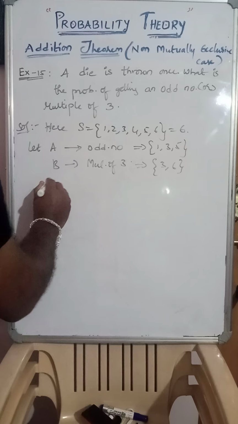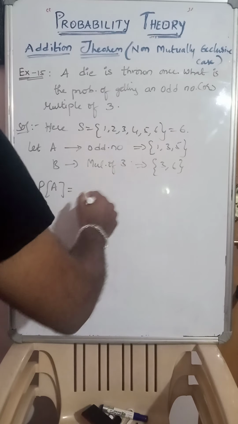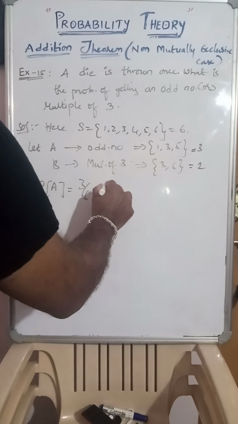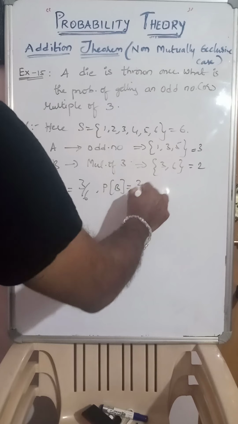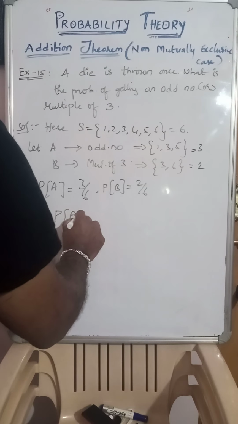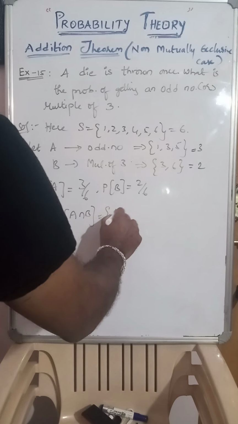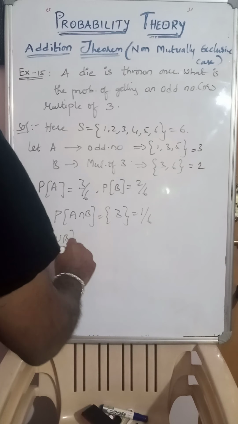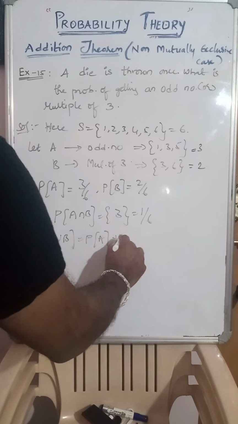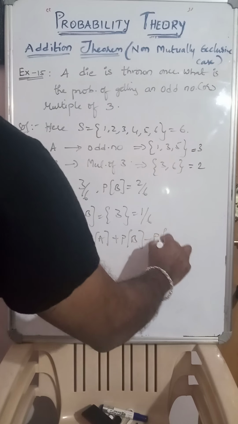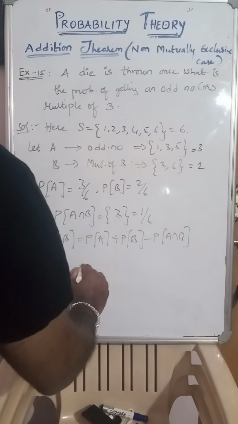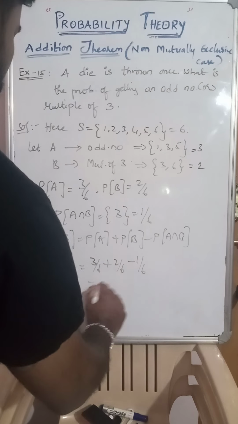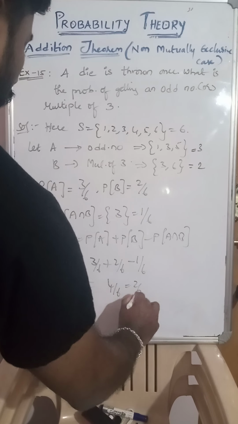Therefore, probability of A becomes 3 by 6 and probability of B becomes 2 by 6, and P of A intersection B. What is the common element? 3. 1 by 6. P of A union B equals, writing the formula is a must, guys. Remember, P of A plus P of B minus P of A intersection B. So 3 by 6 plus 2 by 6 minus 1 by 6. So the answer is 4 by 6, 2 by 3.